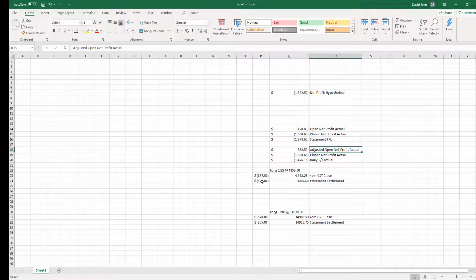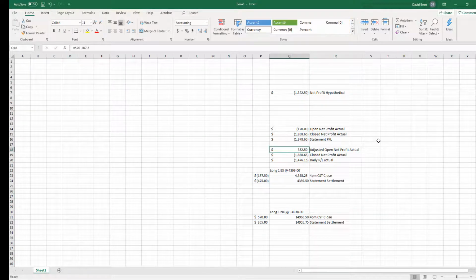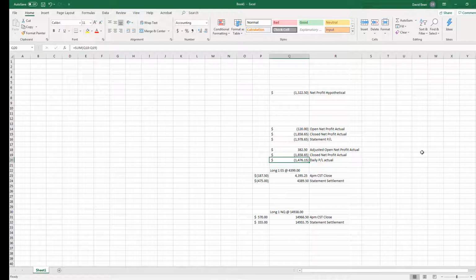And so we have the 4 p.m. Central Standard Time close, the market moved higher from the 3 p.m. So that trade was down minus 187.50, and this trade went from plus 355 to plus 570 on the NASDAQ. And so your adjusted open position net profit was 382.50, and when you add these up, your daily P&L actual based on the last trade prices versus the settlement price is 1476.15. There's still about $150 difference.